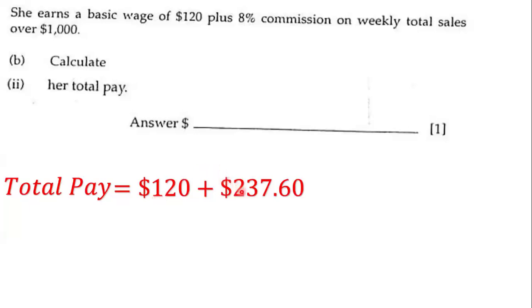So we have to add them. $120 plus $237.60. And when we add them, we get $357.60. And so that means that our total pay is going to be $357.60. How do we get that? We added her basic wage plus her commission, and that gave us $357.60.